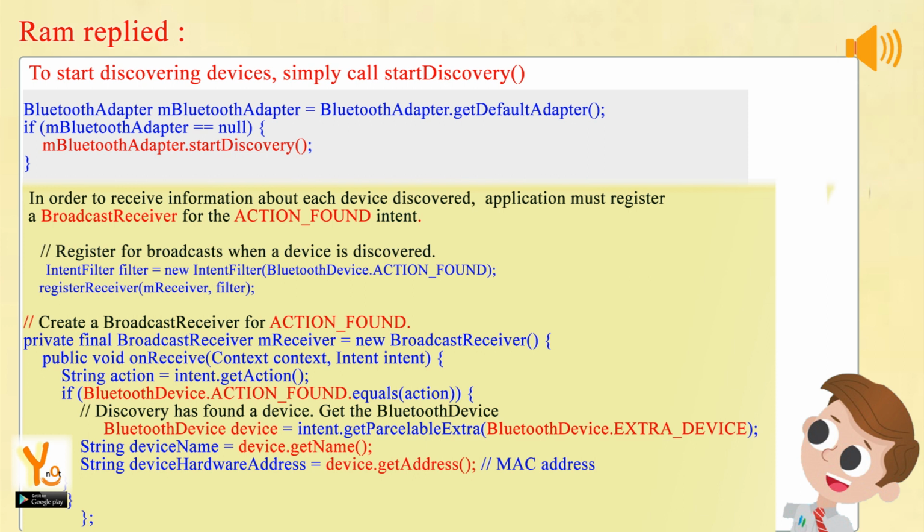To start discovering devices, simply call startDiscovery. Below is an example. In order to receive information about each device discovered, the application must register a broadcast receiver for the ACTION_FOUND intent. Given below is code showing how information is retrieved in the receiver.